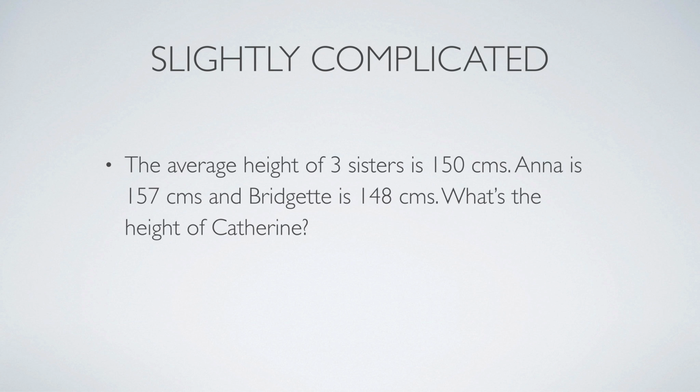Okay, now how does one take a concept like average, a simple question like that, and make it slightly more complicated? The question goes as: the average height of 3 sisters is 150 centimeters. Anna's 157, Bridget is 148. What's the height of Catherine? So in the previous question, we had all the discrete values and we had to find the average. Here, the average is given to you and you need to find one of the discrete values.